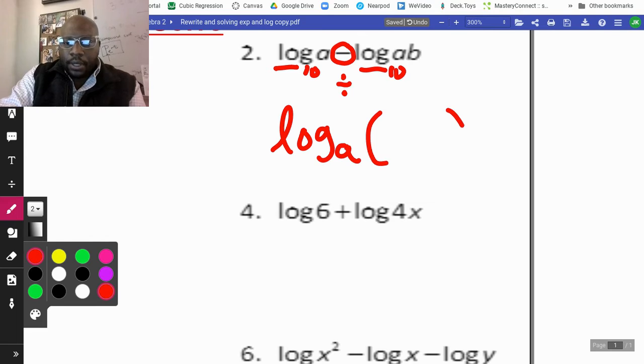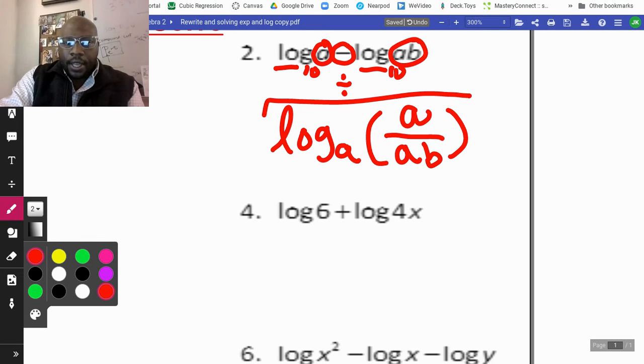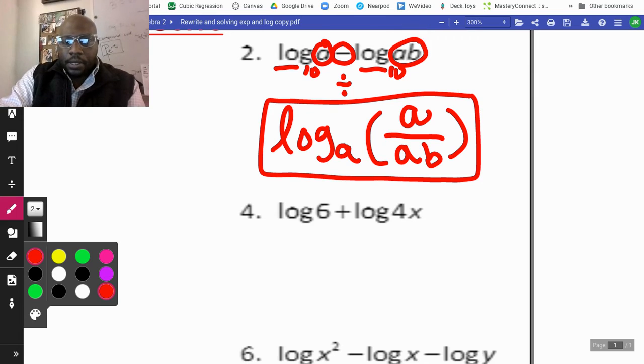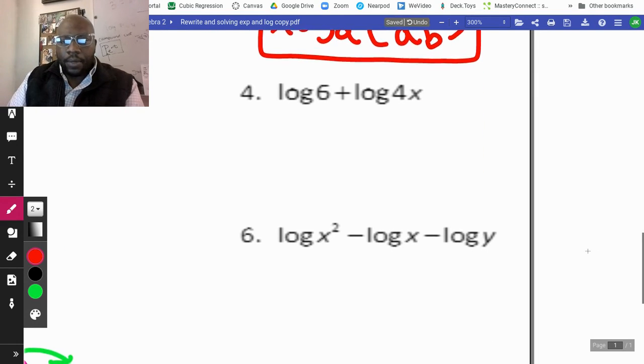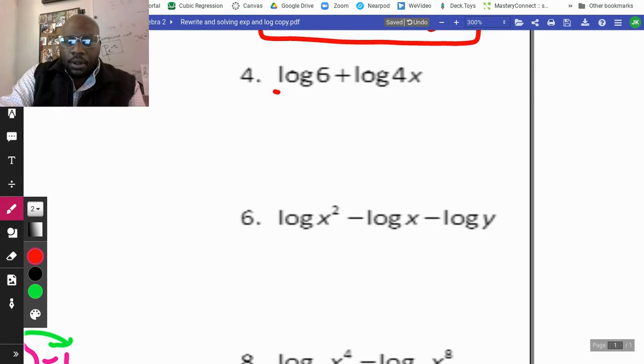I can open the parentheses because I'm going to have a division fraction there. So that I have the A, then I have the AB, right? So this one and that one are being divided. And for now, you're going to stop right there because they want it in one single log form. Let's go with the next one.